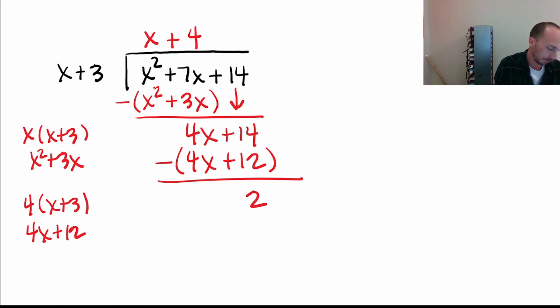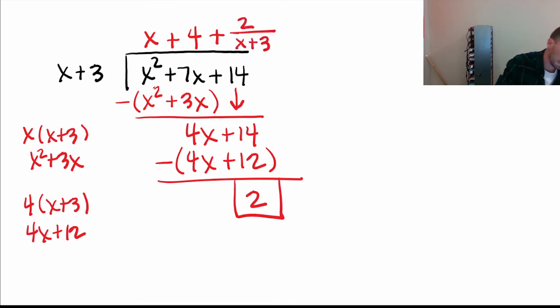Okay, and once I get to, there's not going to be anything I multiply x by to get 2. Or you can see once I get down to the constant over here in my quotient, then I know that I'm at the remainder. Okay, and so my remainder is 2, so it'll be plus 2 divided by x plus 3. Okay, and that's how we're going to polynomial long divide.